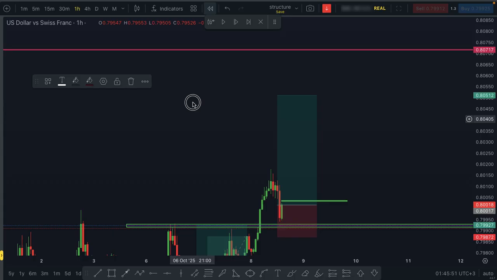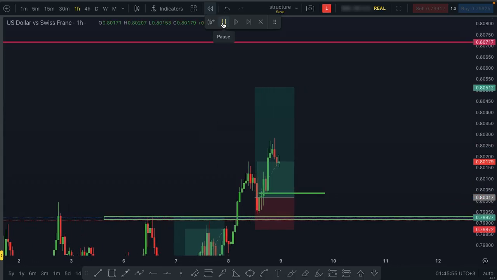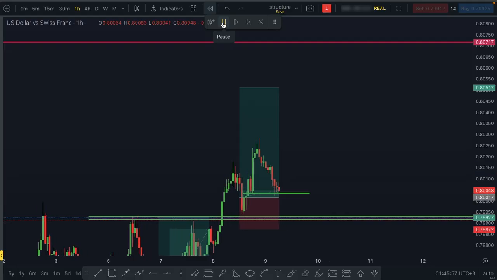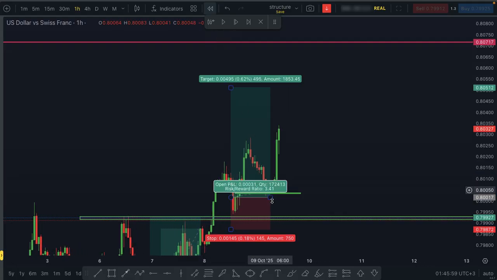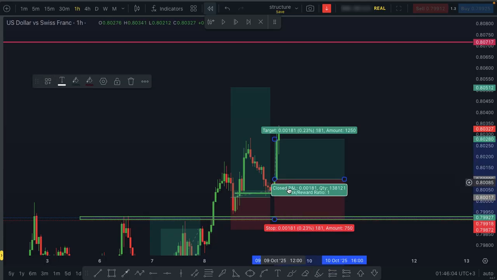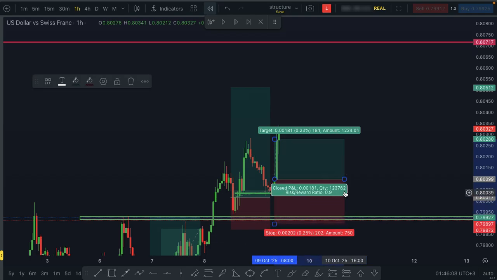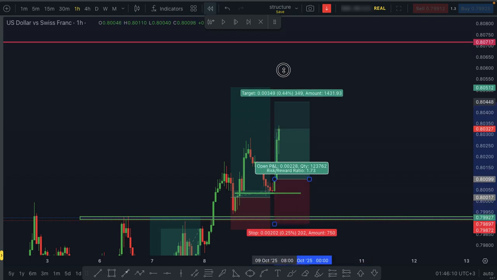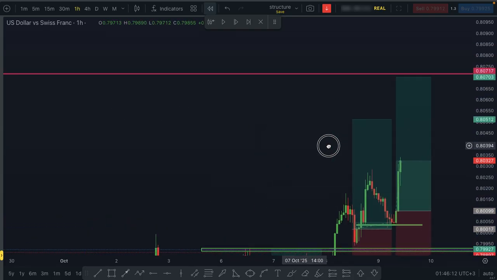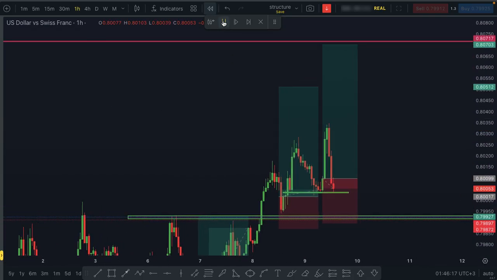So let me just play out and see how the market played out. Okay, so you can simply see the market is playing out still. Okay, it again revisits this zone. Then this is where exactly I brought again another position around this zone, and then anticipating that the market could aim to this high. So let's again play out and see.